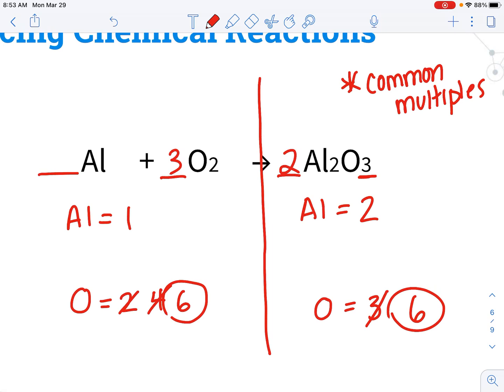All right, now when I do that, remember that this coefficient also applies to aluminum, so now that changes aluminum to 2 times 2, that's 4 aluminums on my reactant side. So I'm going to have to come over to my product side and put a 4 here to make this 4. All right, now I have equal amounts of aluminum on my reactant side as on my product side.